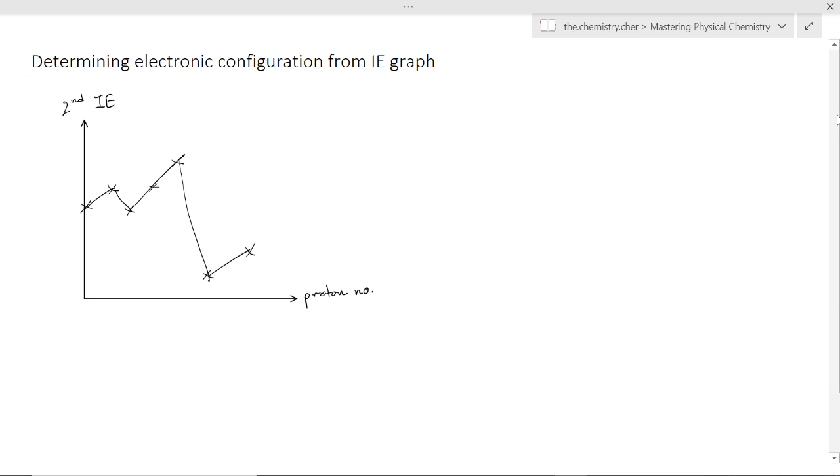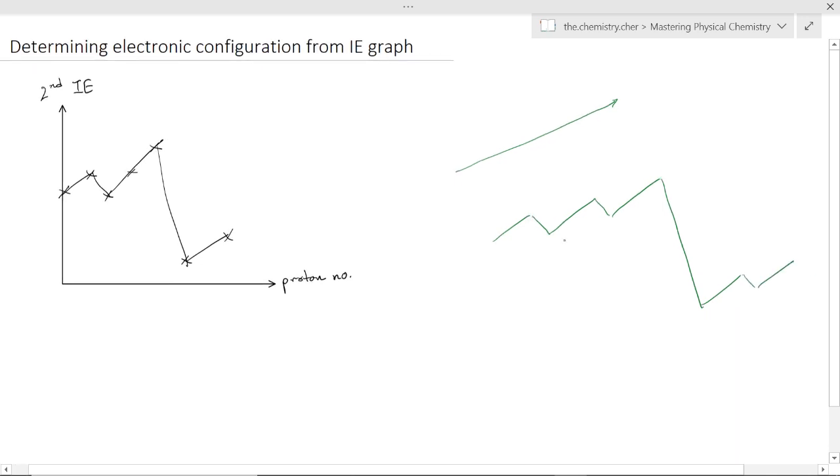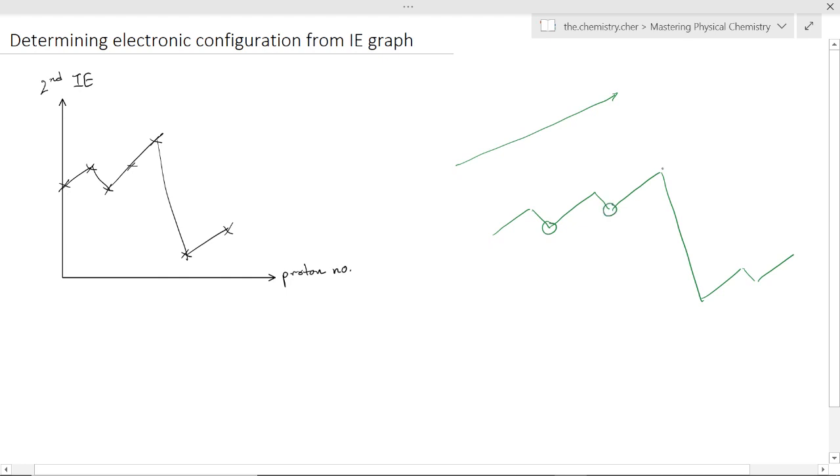So the first thing that you need to take note of is the general trend across the period, the trend down the group, and also the different points where it dips. So the general shape of the graph should look like this as it moves along. There are 3 points that you should look out for. This is point number 1, point number 2, point number 3.